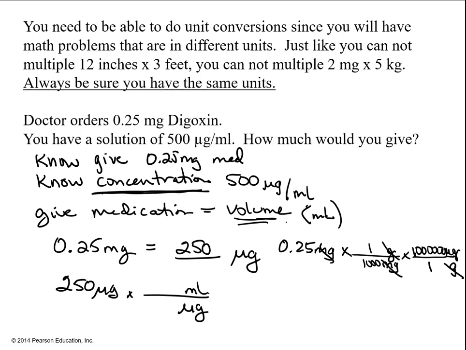I just insert those numbers. So micrograms, there's 500 micrograms in 1 milliliter. This is the concentration of the medicine. So I'm taking the amount I got to give, multiplying it times the concentration of the medicine, but I have to set it up so that the units can cancel. Micrograms and micrograms will cancel this way, and it leaves me with the amount I have to give in milliliters. So 250 divided by 500 would be 0.5.